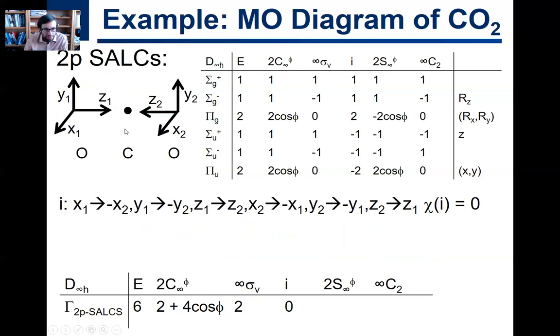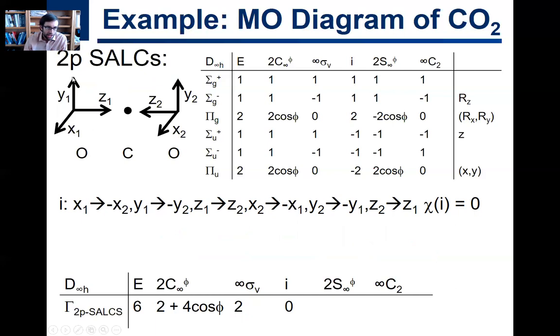Inversion. Inversion turns out to be 0. How does that work? Well, remember, it just goes negative of everything. So x1 is going to have to go to negative x2. How does that work? We're on the left-hand side of the molecule in the front, and so we're going to have to go to the opposite of that, which is the back on the right-hand side. So that's going to be negative x2.